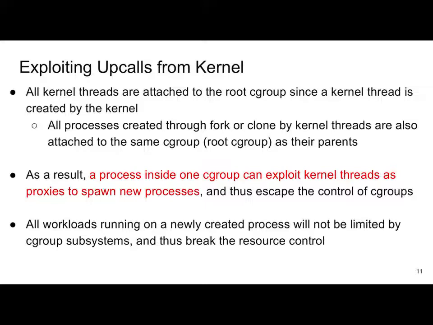As a result, a process inside one C group can exploit kernel threads as proxies to spawn new processes and thus escape the control of the C groups. All workloads running on a newly created process will not be limited by C group subsystems and thus break the resource control.